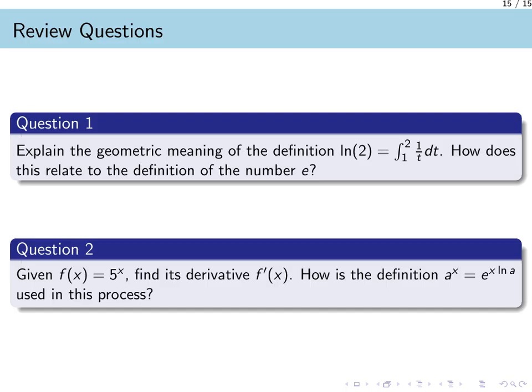Let us pause to reflect on the main ideas with these two review questions. The first question invites you to explain the geometric meaning of the natural logarithm, which we defined as an area under the curve y equals 1 over t. It then asks you to connect this area concept to our specific definition of the number e, which is the input that makes this area exactly equal to 1.